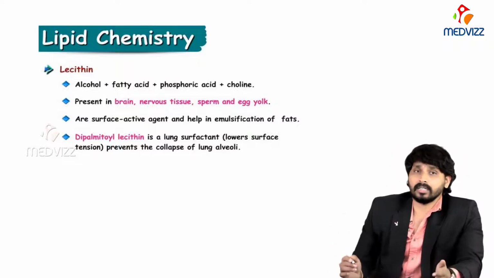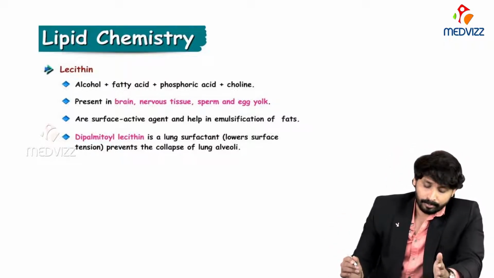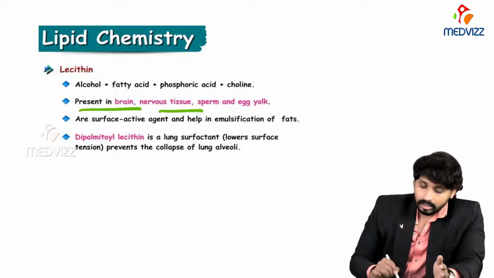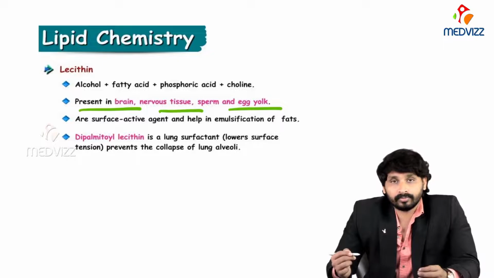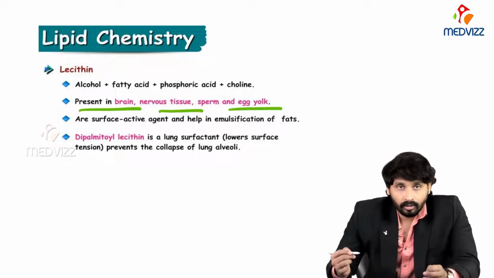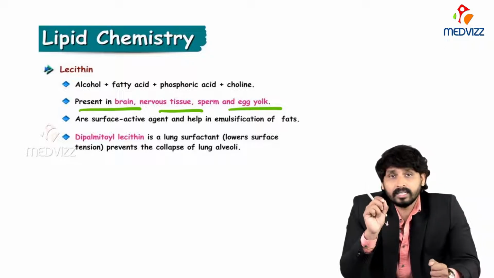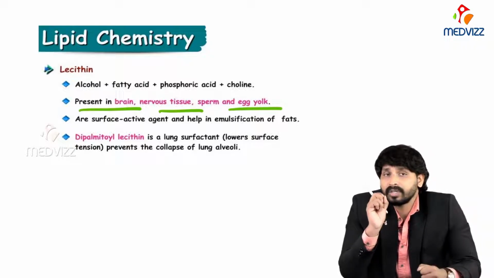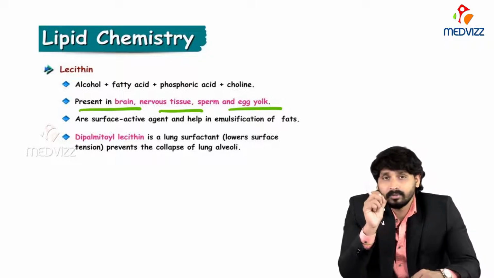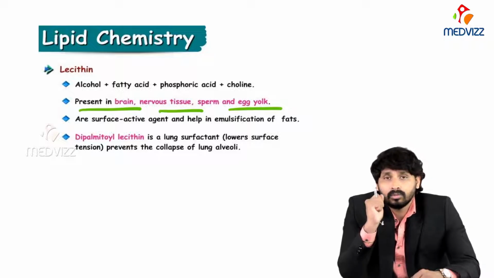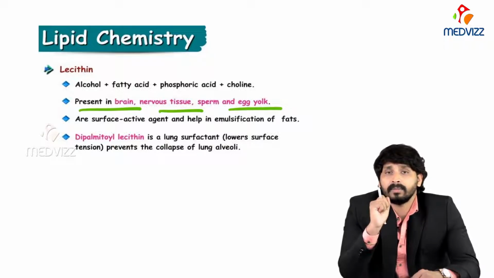So where is it present? This phosphatidyl lecithin is present in brain, nervous tissue, sperms and egg yolk. The main importance of lecithin is that they are surface active agents and help in emulsification of fats. So when you are consuming a diet rich in fats, it should also have lecithin. They are very helpful in emulsification of fats.